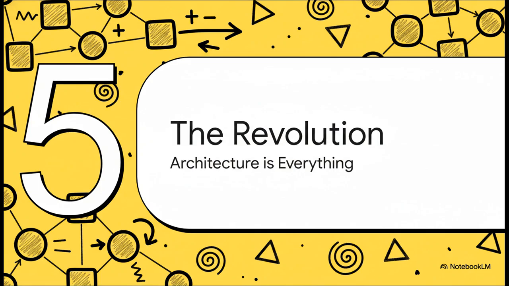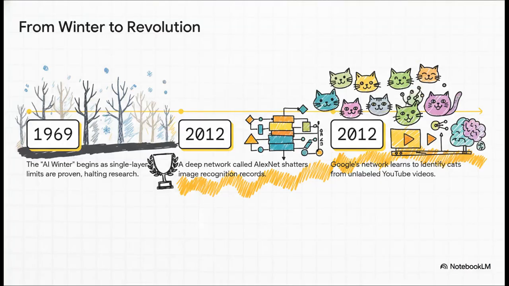Which brings us to the big payoff. Why does this specific architecture, deep layers, nonlinearity, backpropagation, why does it matter so much? Because getting this blueprint right didn't just improve AI, it changed everything. I mean, just look at this timeline. For decades after 1969, AI was basically in the dark ages. Then, bam, 2012 happens. A deep neural network called AlexNet completely shatters all the records in a huge image recognition contest, proving this architecture could work on a massive scale. And in that same year, a Google network, after being shown millions of random YouTube videos, taught itself the concept of a cat without any human help. The AI winter was officially over.